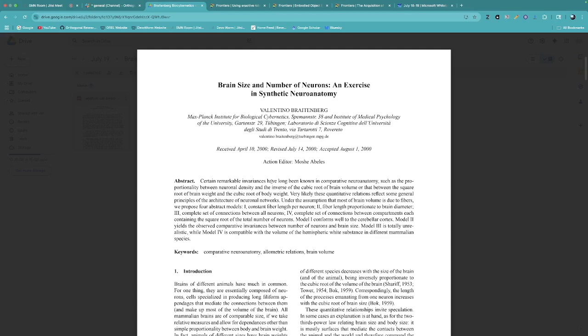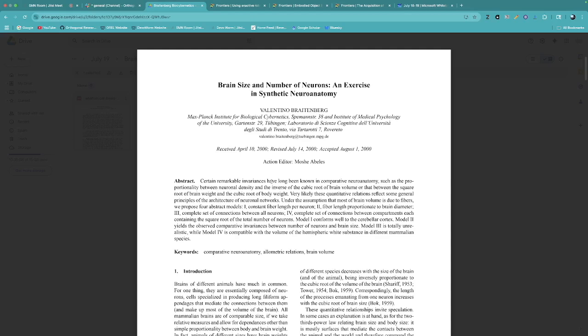And then he talks about the models in terms of what they correspond to. Model 1 conforms well with the cerebellar cortex. Model 2 yields the observed comparative invariances between the number of neurons and brain size. And this is, of course, this allometric scaling idea. Model 3 is totally unrealistic. So that is our complete set of connections between all neurons, and that's actually totally unrealistic. And then model 4 is compatible with the volume of the hemisphere white substance and different from mammalian species.